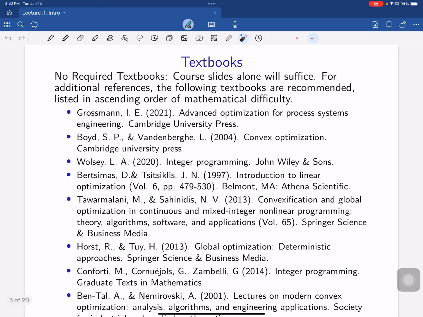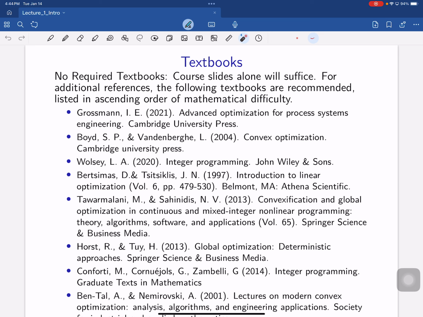Yeah, so the lecture will not be based on any textbook. We will cover some content in the following textbooks. Then this list of textbooks on these slides is listed in ascending order of mathematical difficulty. So the first book is written by my PhD advisor. Of course, it's for an engineering audience. And you don't need a very strong mathematical background to read the first textbook.